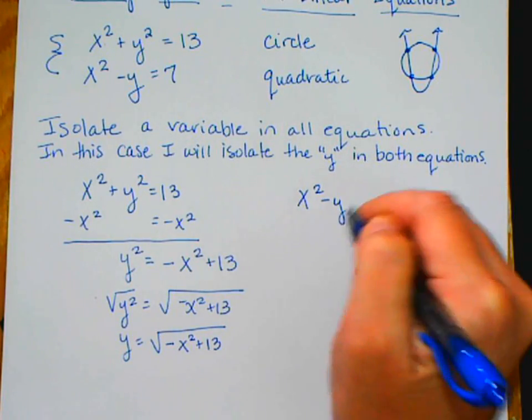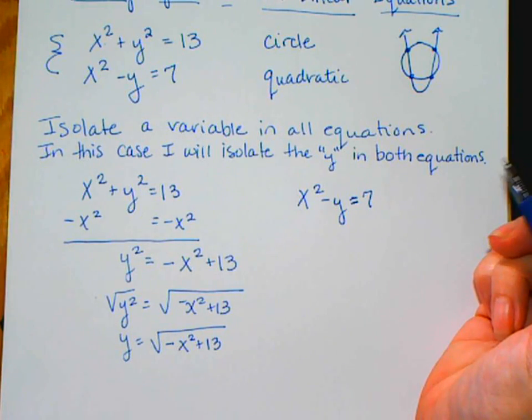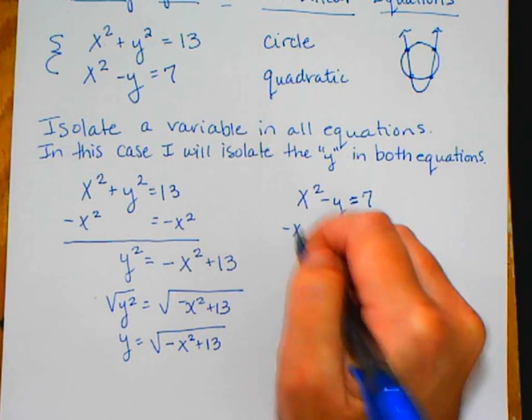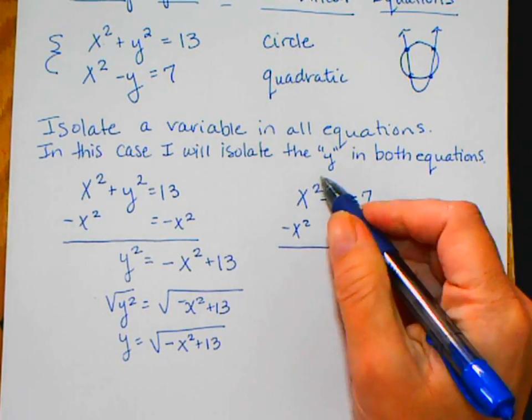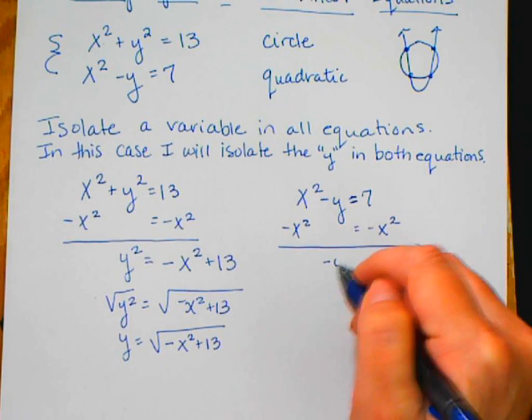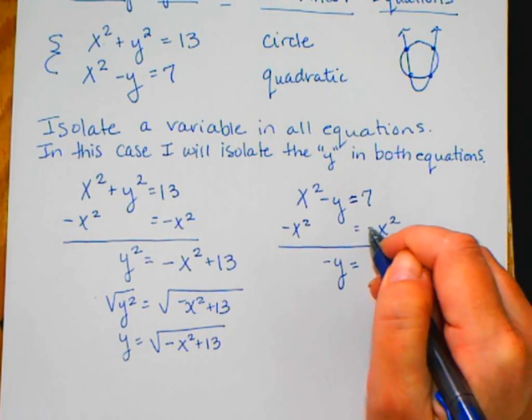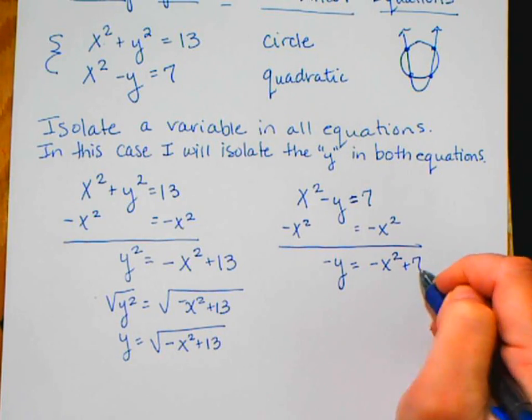X squared minus y equals 7. I'm going to isolate the y in this equation. So what would I do first? Subtract x squared. X squared minus x squared is 0. Bring down the next term, which is a negative y, equals negative x squared, and then 7 is positive, so plus 7.